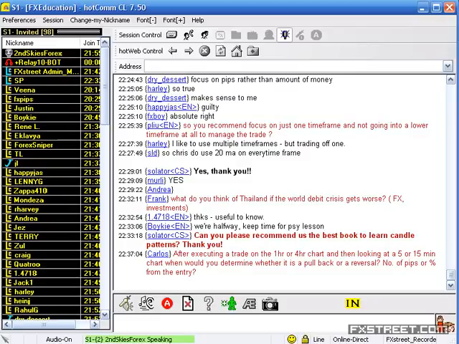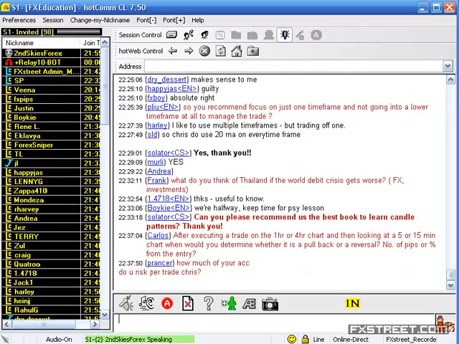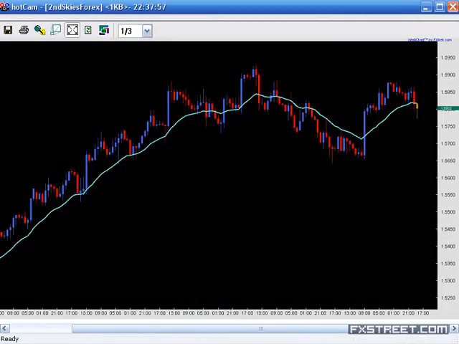Frank says, what do you think of Thailand FX investments if the world debt crisis gets worse? Do you mean investing in the Thai baht as a whole? Do you mean investing in Thailand as a whole? This is more of an economic fundamental question, but as a whole, everything I see points to the money shifting to Asia. Everything. By 2030, the top 8 out of the top 10 countries by trade will all be in Asia.